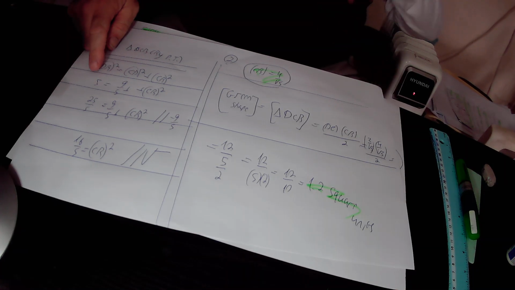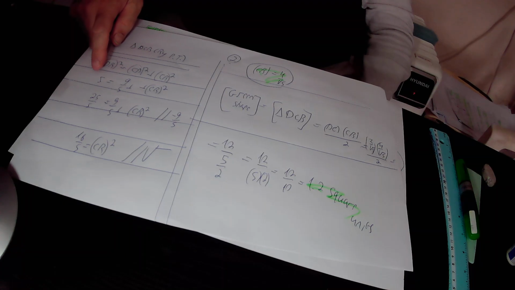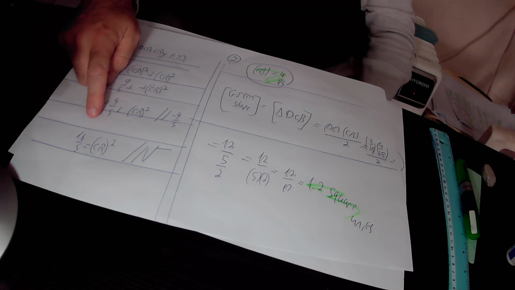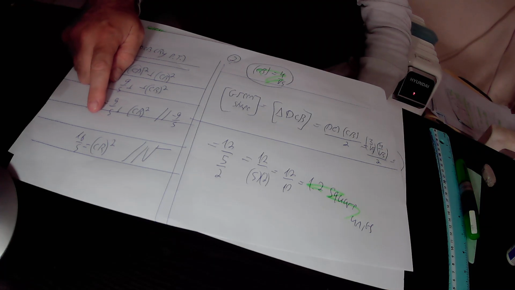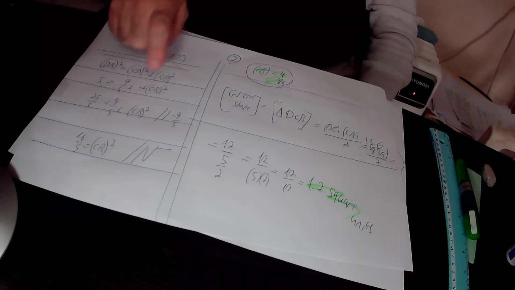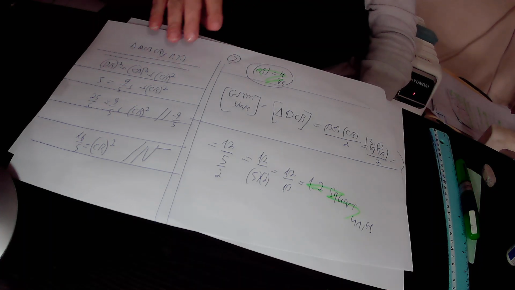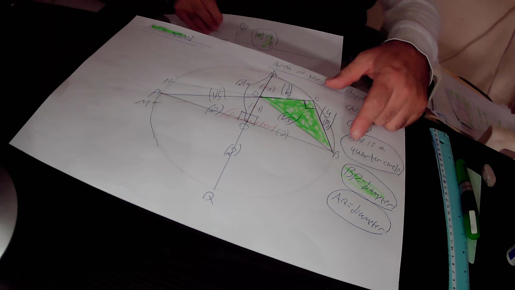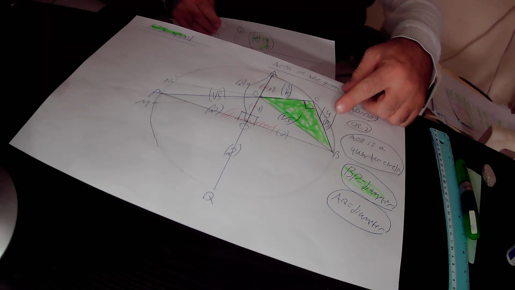Here we subtracted 9/5 from this equation, and we found out that 25/5 minus 9/5 is 16/5, which equals CB squared. Here we took the square root of this equation, and we found out that the missing side CB equals the square root of 16, that is 4, over square root of 5 units in its length. This is the missing side CB, which equals 4 over square root of 5 units in its length.